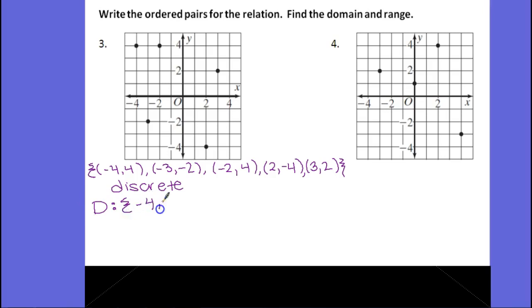Your domain are those x values, so you have -4, -3, -2, 2, and 3. I'm going to have fewer range values than domain values because once again 4 repeats in my range. So I don't repeat it when I write it in my set notation.